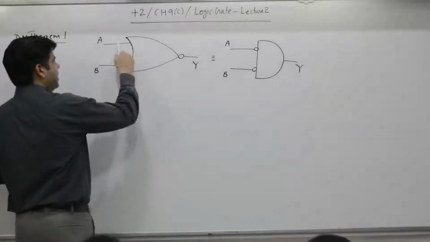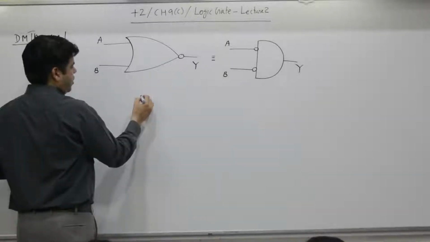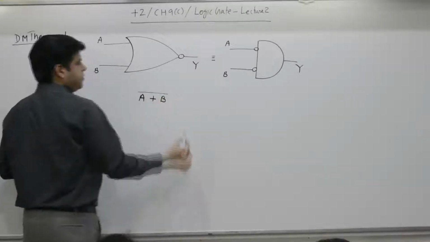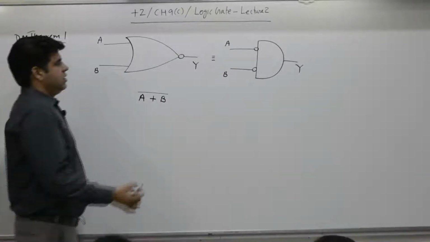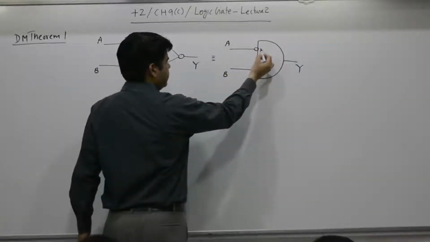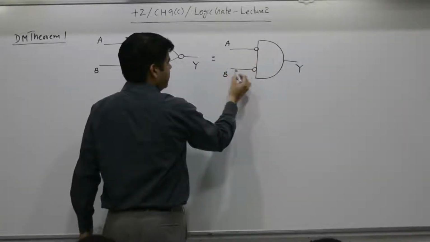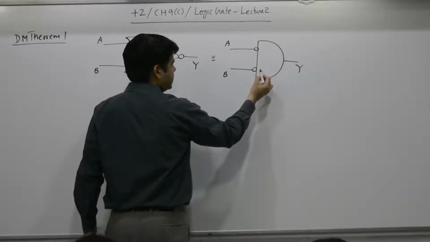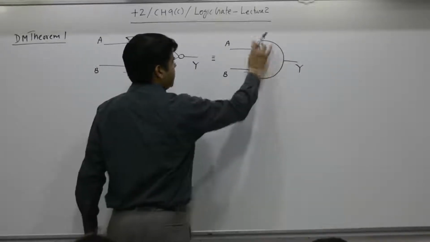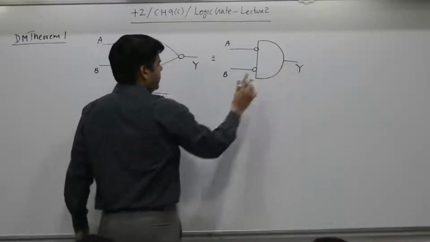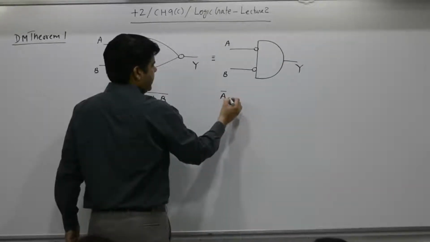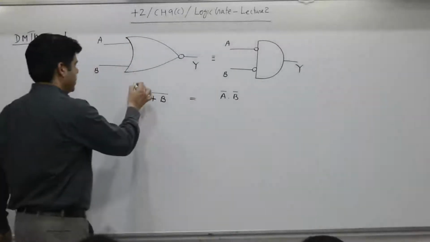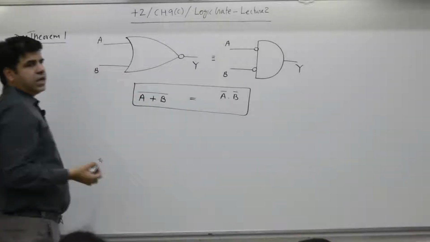Equation for this is what? A, B. What operation? OR. A ORed with B, then NOT. Here it is A. The NOT operation will make it A complement. B will do what? B complement. NOT means complement. So you get A complement, B complement. This gate is what? A complement ANDed with B complement. So this is what theorem 1 is. The sequence is immaterial for us.